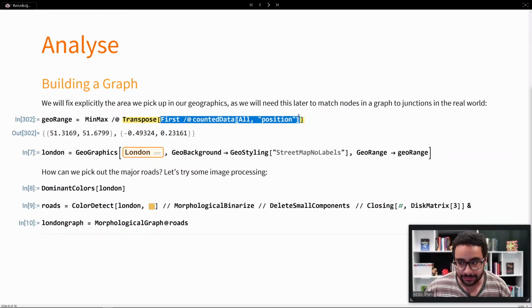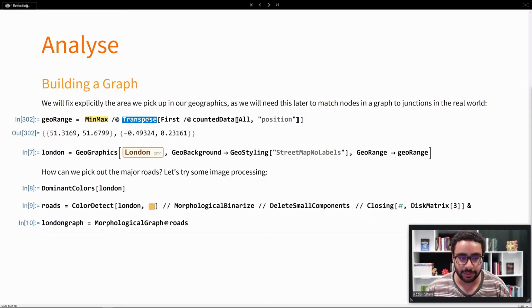That's what's going on here. We've got the latitudes and longitudes, and then transpose will be transposing a lot. It's just like transposing a matrix, right? We have latitude, longitude, latitude, longitude in different lists, but what we want is the range that bounds them.